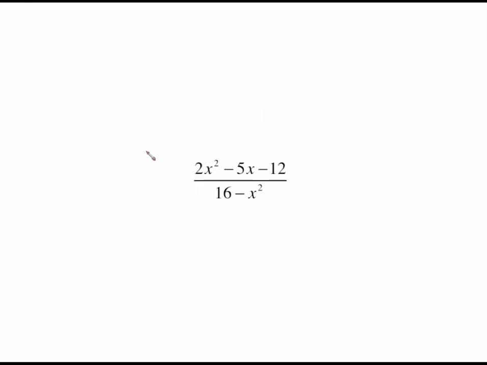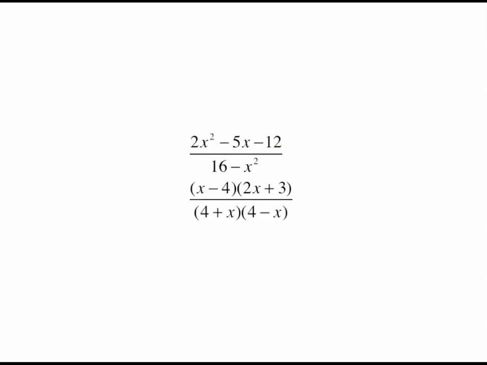Let's look at another one. This kind of factoring right here, you might think about doing your tic-tac-toe. The bottom is the difference of two squares. So the top factors as x minus 4 times 2x plus 3. The bottom is the difference of two squares, 4 plus x, 4 minus x. Notice right here we have this negative identical situation. So I can cancel this, and leave a negative behind.